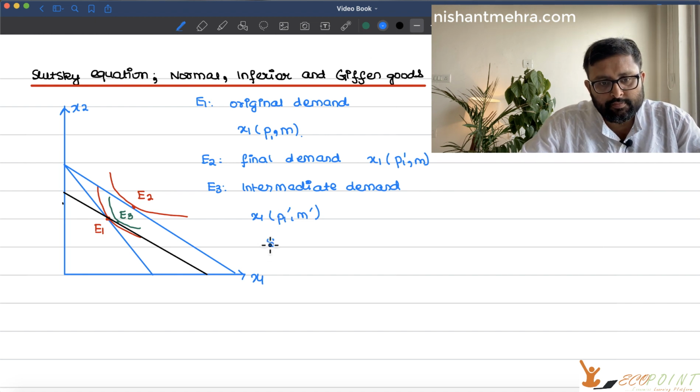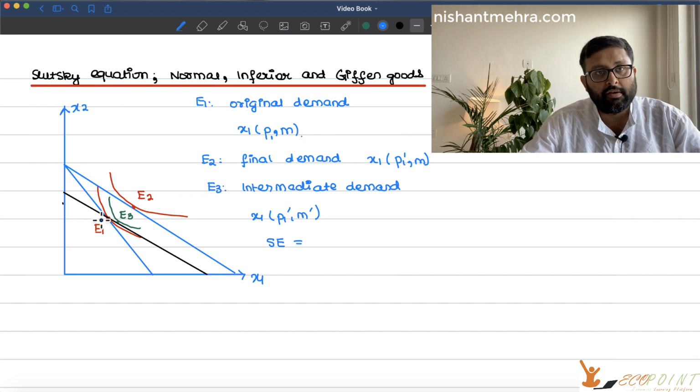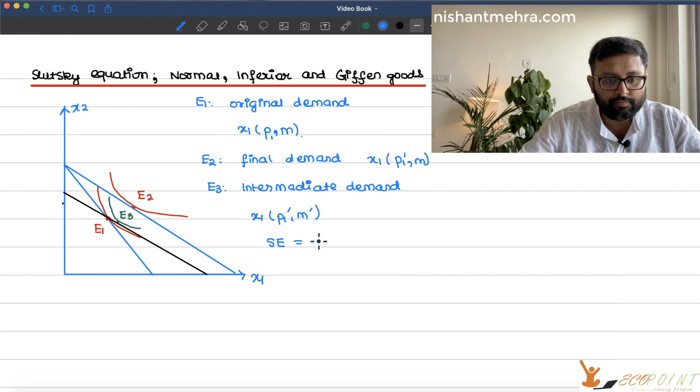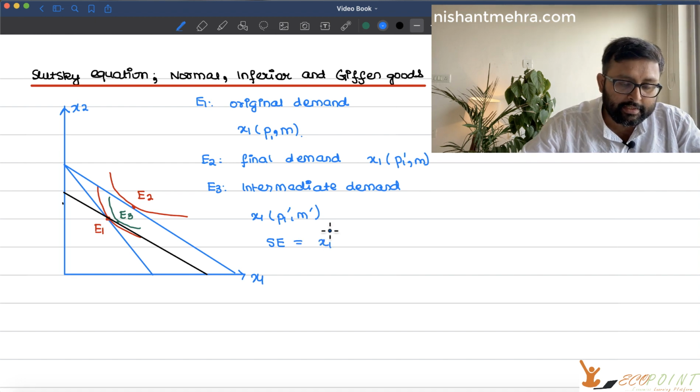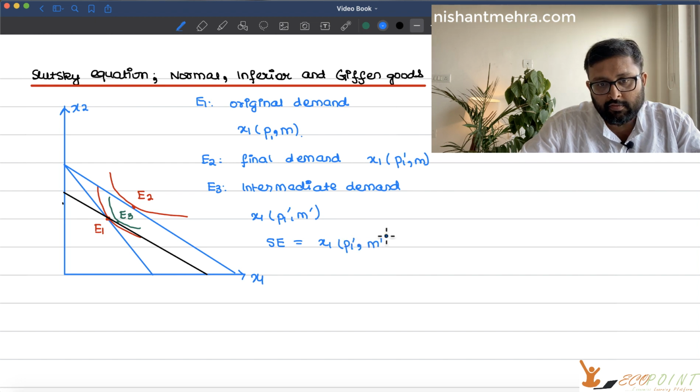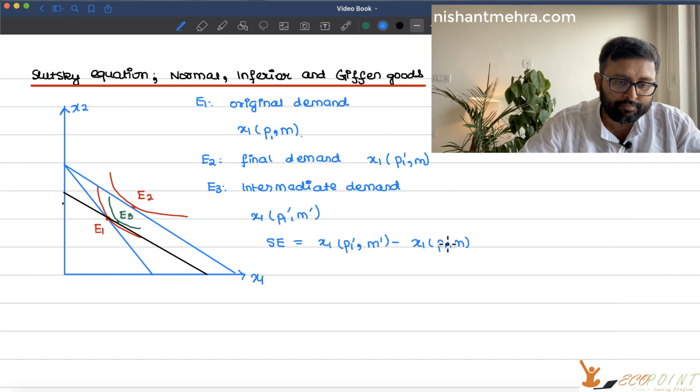We also said that substitution effect is E3 minus E1. That is what the substitution effect is, because if you move from point E1 to E3, what is changing is your relative prices. Purchasing power is being kept constant. So I can write this as X1 P1 dash M dash minus X1 P1 M.